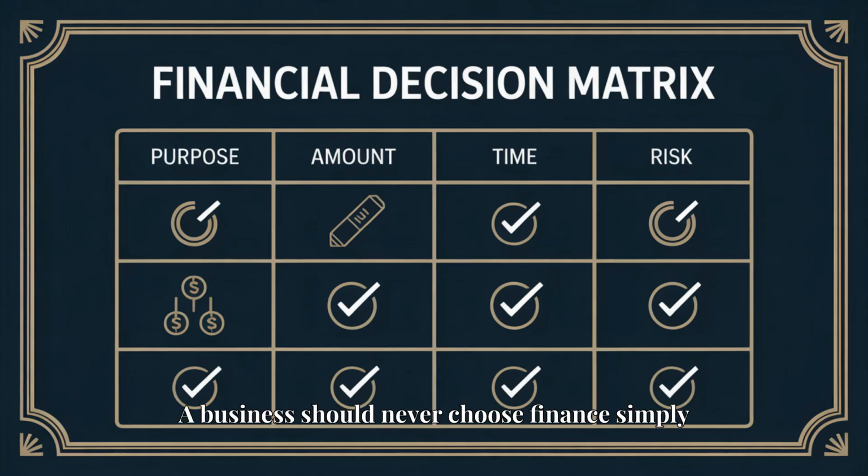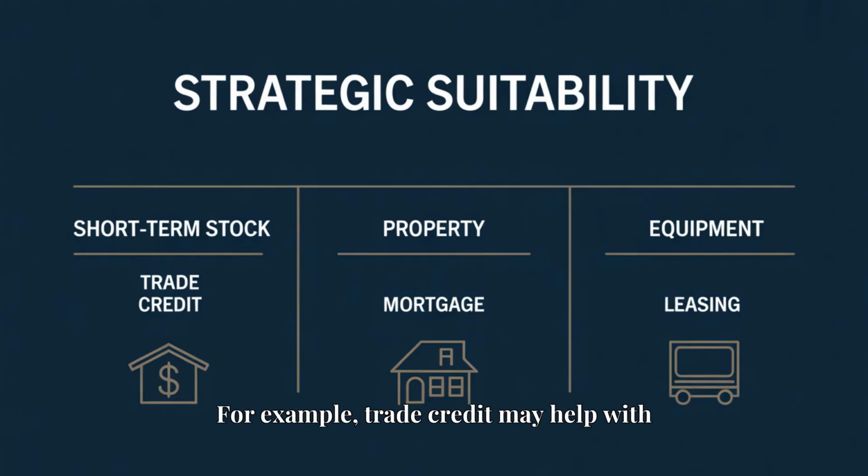A business should never choose finance simply because it is available. It should choose finance because it is suitable. The business should think about purpose, amount, and timing. For example, trade credit may help with short-term stock purchases, but not for buying a factory. A mortgage may suit property purchase, but not everyday cash shortages.